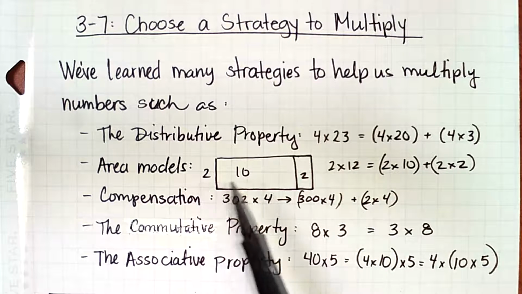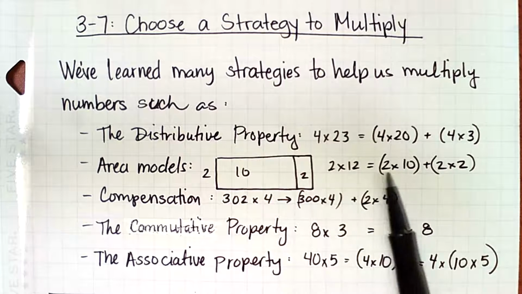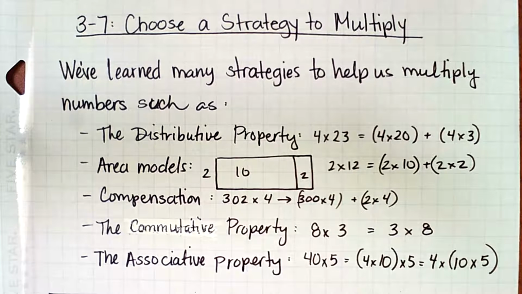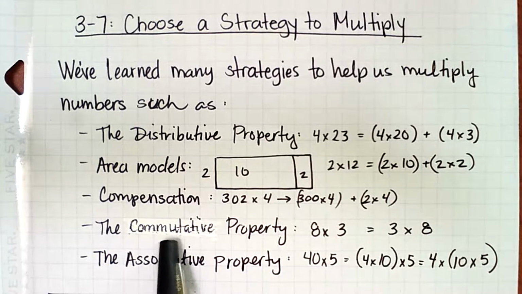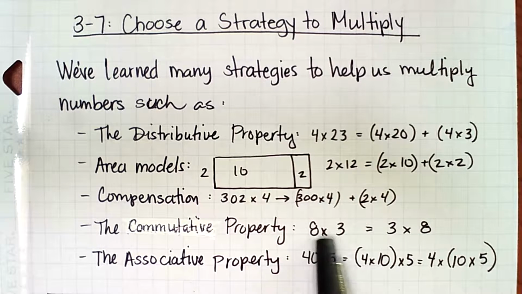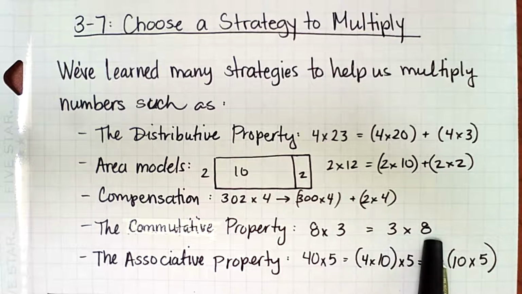We have area models that we use to help show our multiplication. We've used compensation, where we make the numbers easier to work with and then we adjust to make sure that our answer is correct. We also have the commutative and the associative properties. Remember, the commutative property tells you that you can multiply in any order. So 8 times 3 is the same thing as 3 times 8.